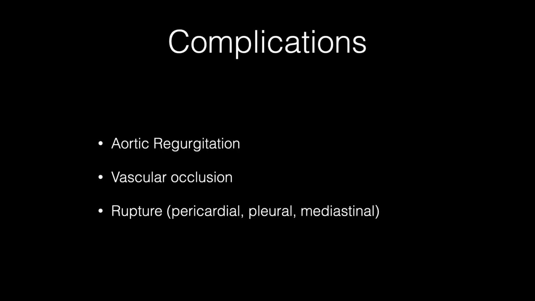So complications of aortic dissection, we all know these, right? Aortic regurgitation. You can have vascular occlusion, or you can have rupture of various things, right? Pericardial rupture, pleural rupture, mediastinal rupture.